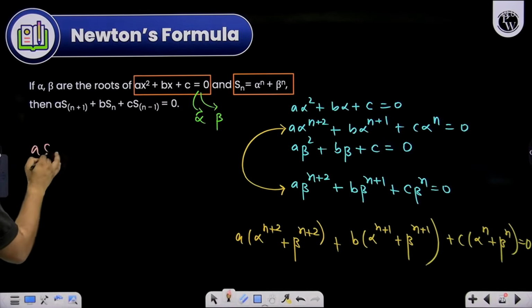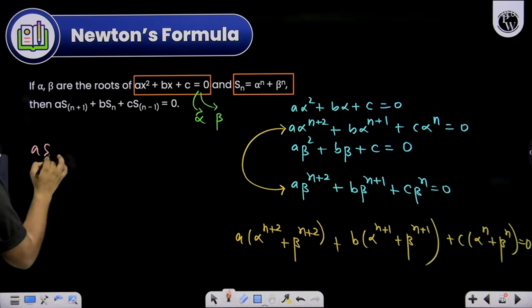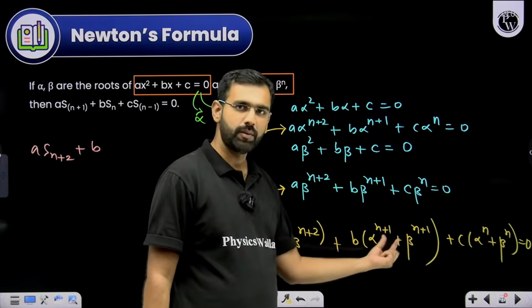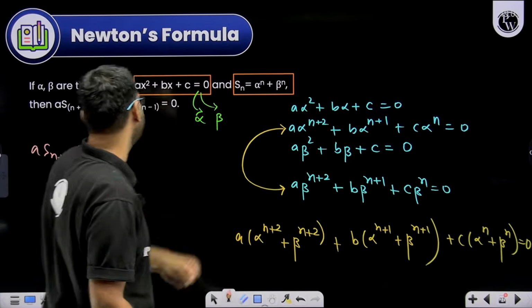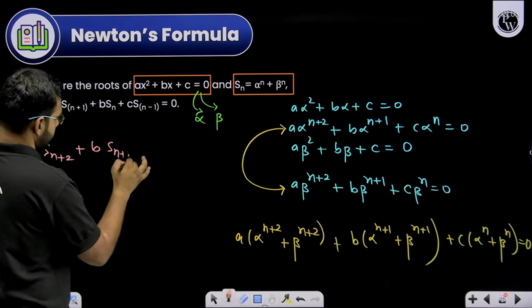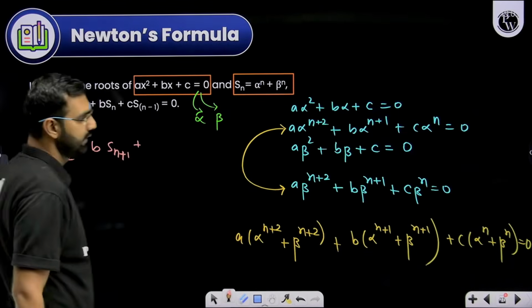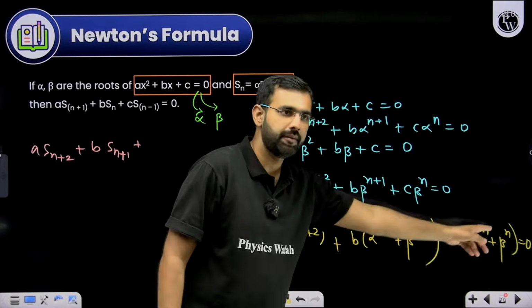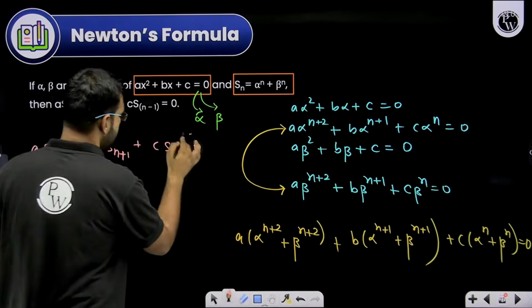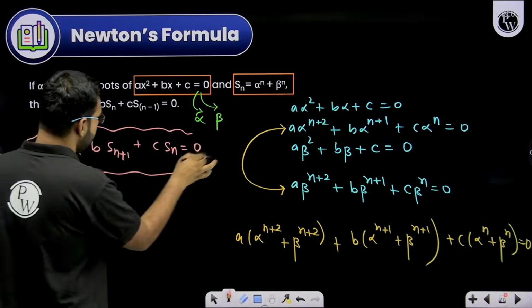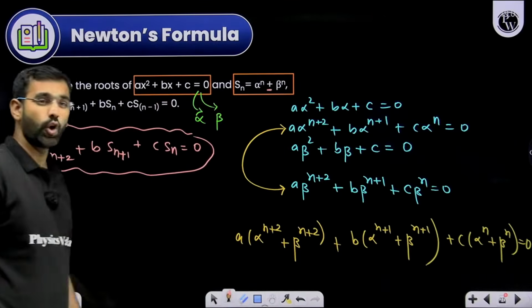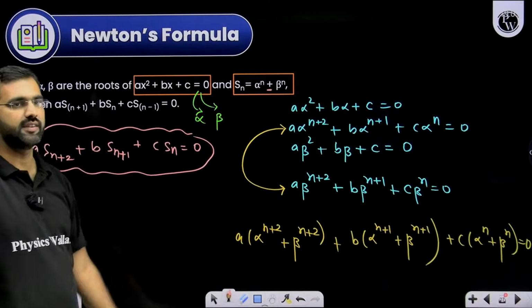So it will be a Sn plus 2, plus b times alpha to the power n plus 1 plus beta to the power n plus 1, which is nothing but Sn plus 1, plus c times alpha to the power n plus beta to the power n, that is nothing but Sn. So it will be c Sn, that is equal to 0. So that's exactly what I'm suggesting, that whether it is alpha to the power n plus beta to the power n or alpha to the power n minus beta to the power n, you can always directly substitute these results.